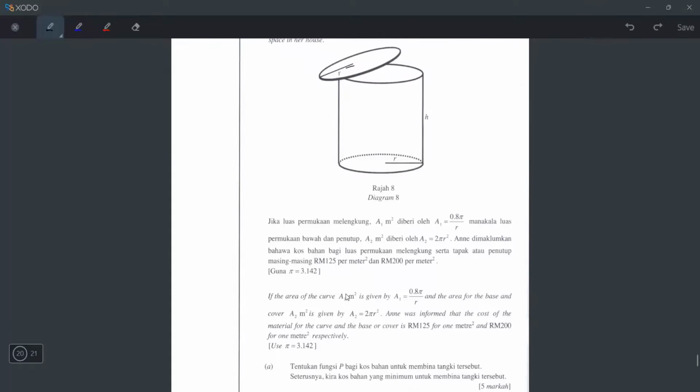The area of curve A1 is given by this. What is this? Area of the curve, luas permukaan melengkung. So only the curved surface area is this. And the area for the base and the cover is this. The base is this one, and the cover is this. And we were informed that the cost is 125 and then 200. Wow. Okay, I think I know how to do it already.